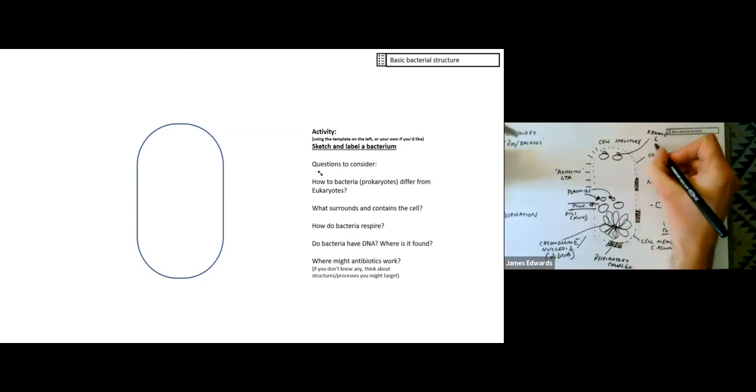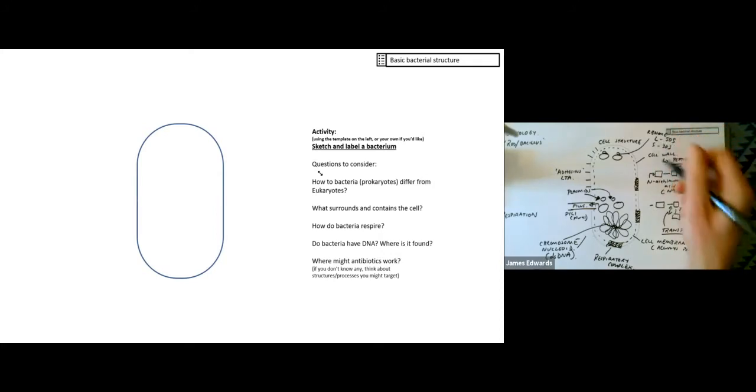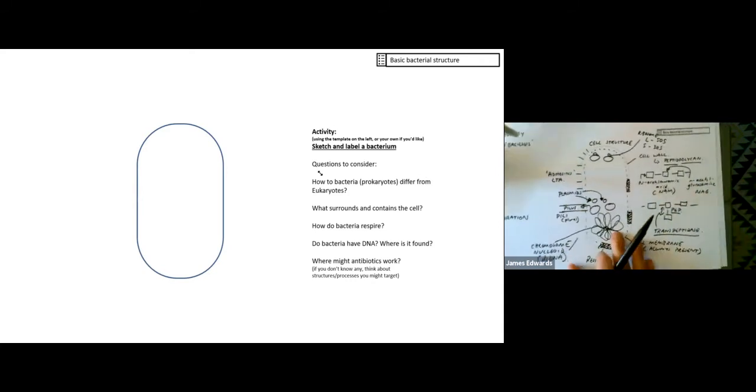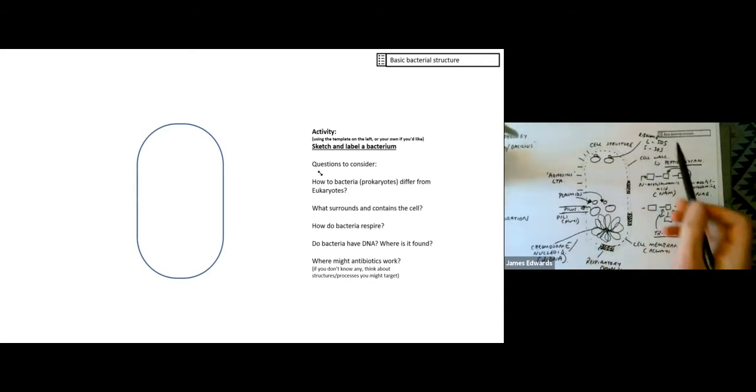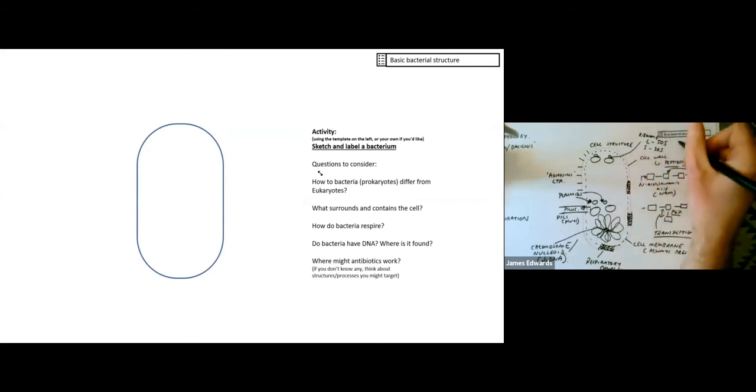And the large is a 50S and the small is a 30S. These numbers don't quite equate to the mass of the ribosome, but you can take it to mean that these are just the units in which the size of the ribosome is measured. It's a different conversation, and it's arguably less important. The key thing is to say that the size of the ribosome is different to that of eukaryotes.